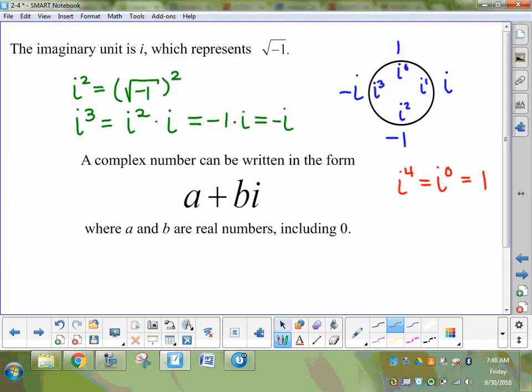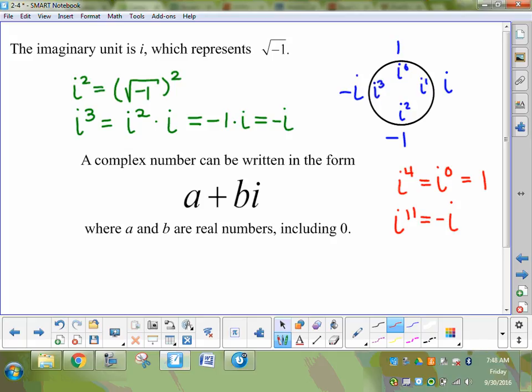But you should be able to notice a shortcut. Hands up, please, if you can tell me what i to the 11th power is going to equal. You start at 0, cycle your way around. I got 1, 2, 3, 4, 5. What do you want to say? -i.